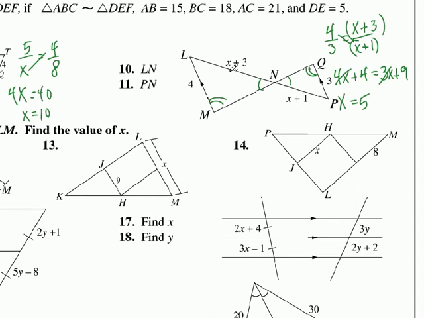So LN, which one's LN? This one right here. Well, if I know what x is, then I can find that. What's that? 8. It's 8, right? 5 plus 3. It's 8. That's all it is. What about PN? PN is this one right here. PN is just x plus 1. So if x is 5, then PN is what? 6. Then you're done. Wow, this seems a lot easier than when we first did it, doesn't it?